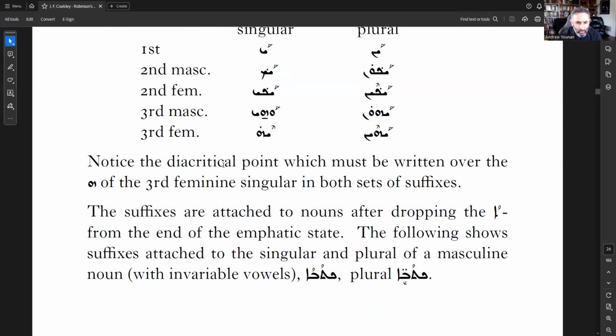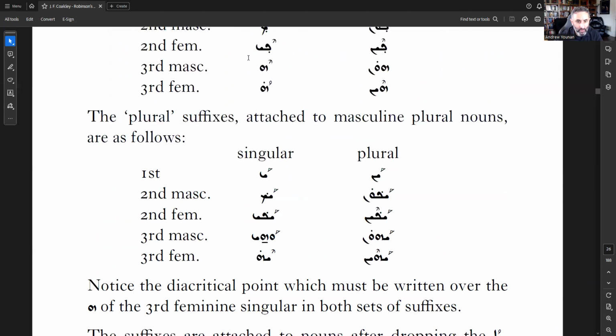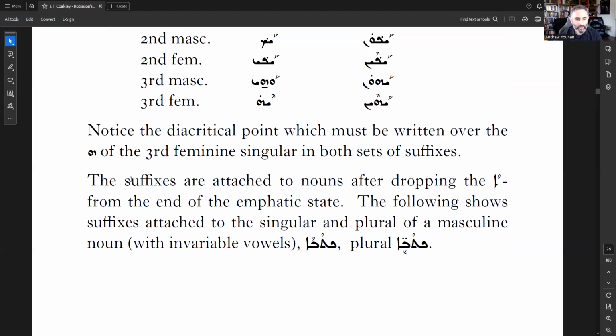Notice the diacritical point, which must be written over the he of the third feminine singular in both sets of suffixes. He's talking about this dot above the he, to signal that it's feminine. So he's right, you do want to always write this when you're writing. The suffixes are attached to nouns after dropping the a from the end of the emphatic state. The following shows suffixes attached to the singular and plural of the masculine noun kthawa, plural kthawe.